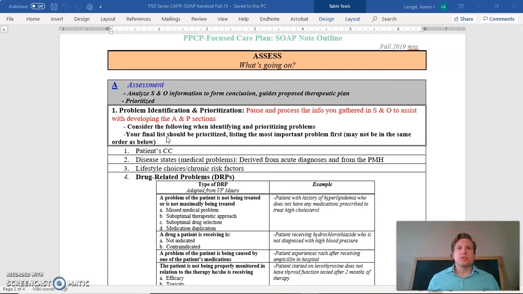Again, this can be a challenge. It's a new way of thinking, but we're seeing this is probably an area where, as a group, you're all struggling: identifying problems, listing those problems out, and then being able to prioritize them. So just be thinking about that.